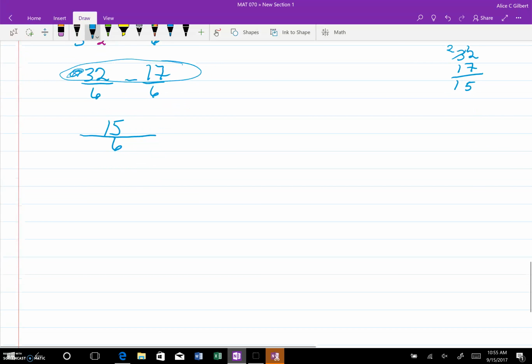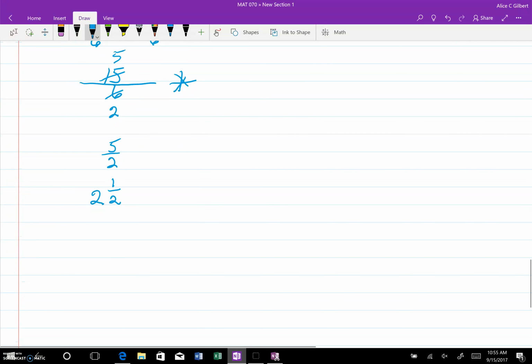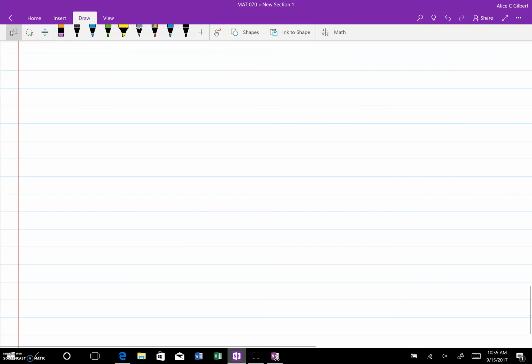Now I'm looking at this thing and I'm thinking, 3 can go into each of these. Before I turn it back into an improper or to a mixed number, I'm going to reduce it. So 3 goes into 6 twice and into 15 5 times. So what I really have is 5 halves. 2 goes into 5 twice with 1 left over. And there's our final answer. Be sure to reduce at this stage if you can. It will make getting your final answer easier. And you won't have to reduce then either.